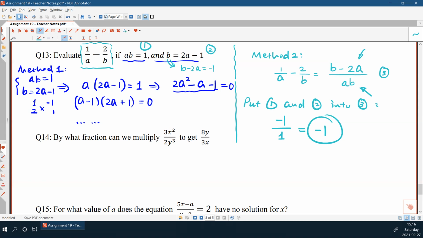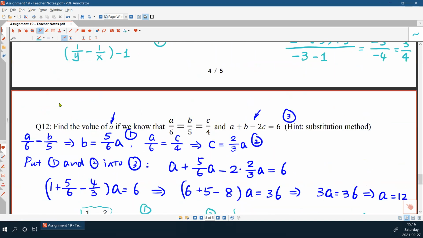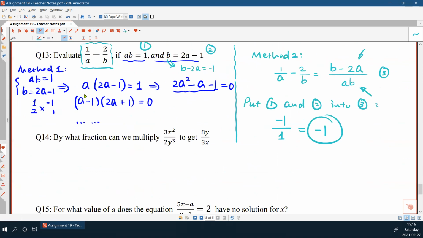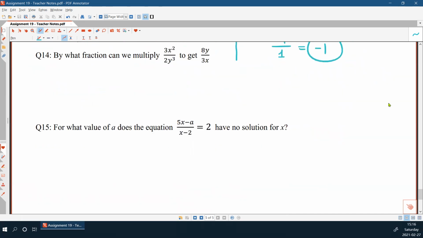No? Okay. So in summary, question 8 to question 13: the essence behind these questions is the substitution method, which will be used a lot in our next chapter. Try to understand this method. All right, if you don't have any questions, let's have a look at question 14.